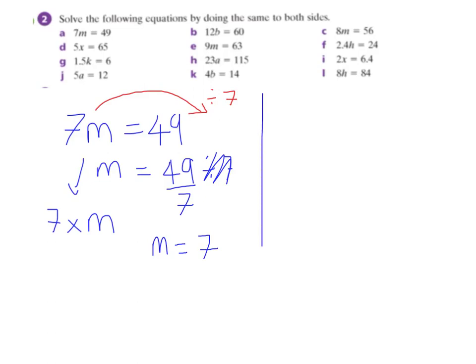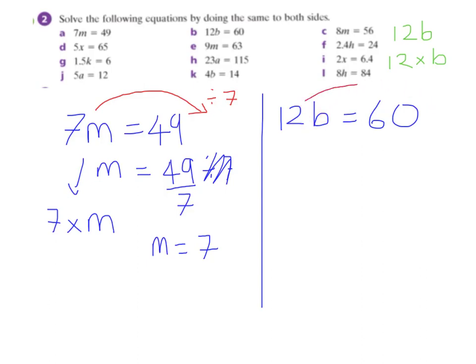Now, you said in your email about the next one, so let's have a look at this. It's 12b equals 60. Now the first thing I think about is, what does this 12b mean? That 12b, I'm going to write it up here, is the same as 12 times b. So I've got my 12 times b, and if it's times 12 on this side, when I take it over to that side, I'll draw my arrow in.